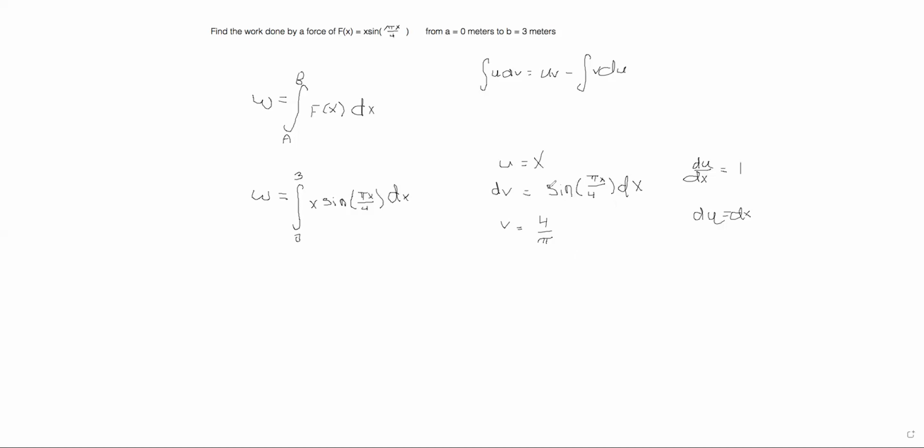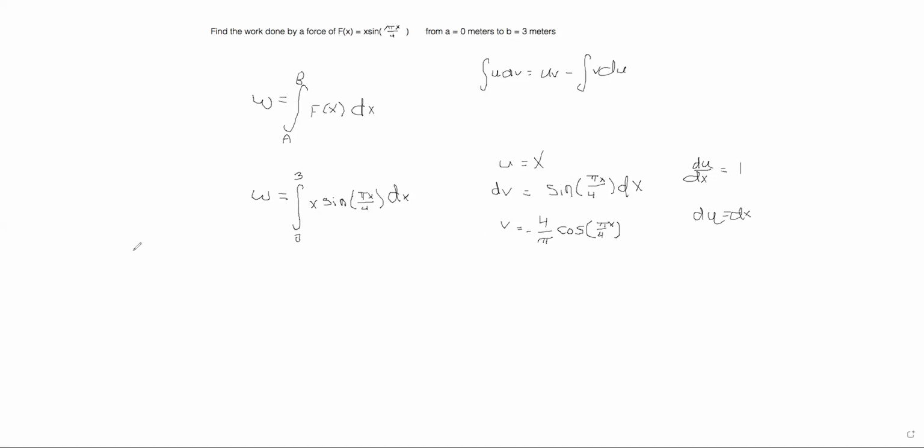And the antiderivative of sine is negative cosine. So I'm going to put the negative out front and write cosine of our inner function. So there you have it. That is v. This is the antiderivative of dv. So now that we have everything, we're ready to plug everything in to the integration by parts formula.